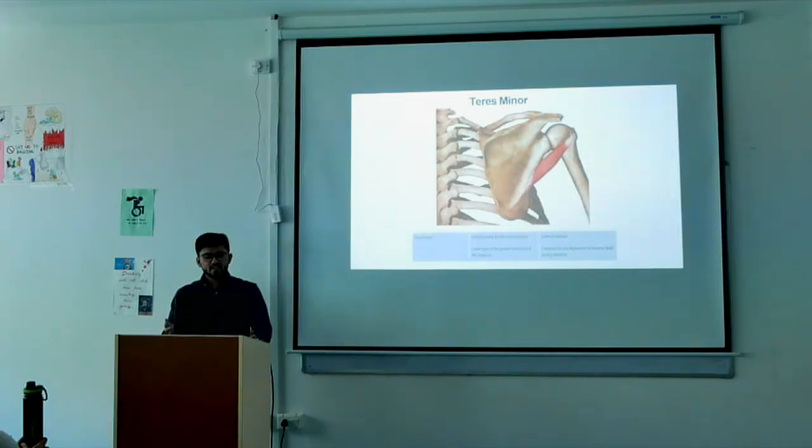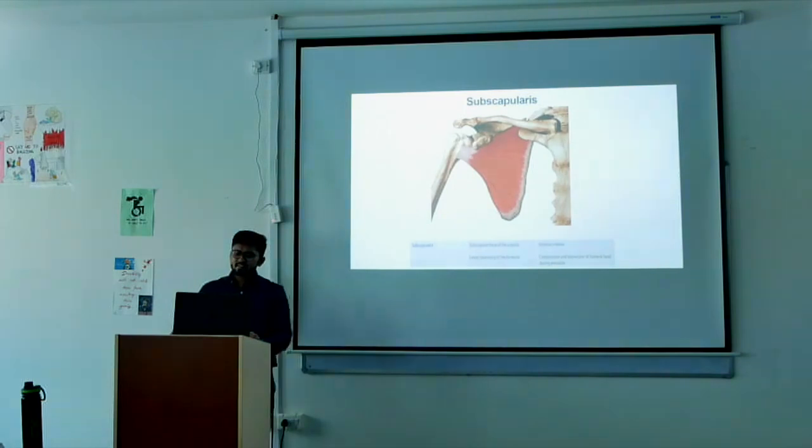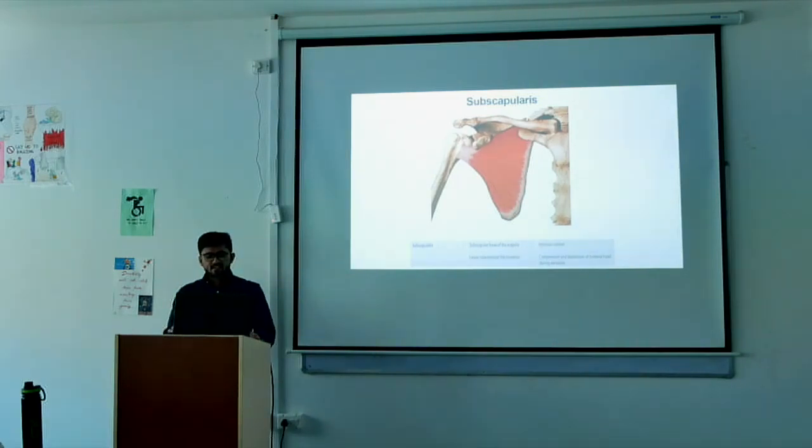It originates from the inferior medial border of the scapula, and it attaches over the lower facet of the greater tuberosity of the humerus. Its function is also external rotation of the shoulder joint. It compresses and depresses the humeral head during elevation. The last muscle is the subscapularis. It originates from the subscapular fossa of the scapula, and it attaches over the lesser tuberosity of the humerus. Its function is internal rotation, which is the opposite of the above 2 mentioned muscles.